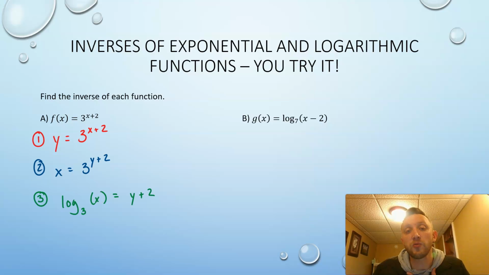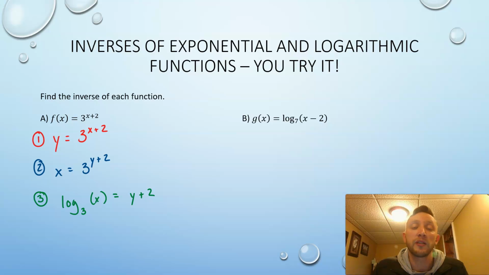So this is the way I like to do it. I like to say log of base 3, all right? Now the log base 3 of the value is what it was equal to originally. So the value would be x. And it's equal to the exponent. All logarithms are equal to the exponent. The exponent originally was y plus 2, so it's going to equal y plus 2. So that's your third step, getting it in the logarithm form.